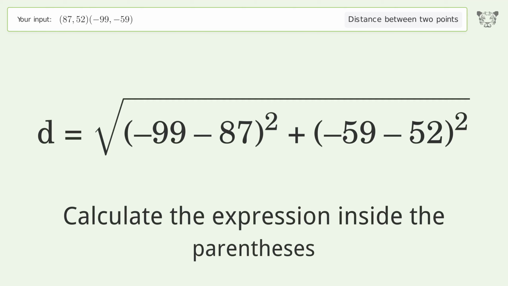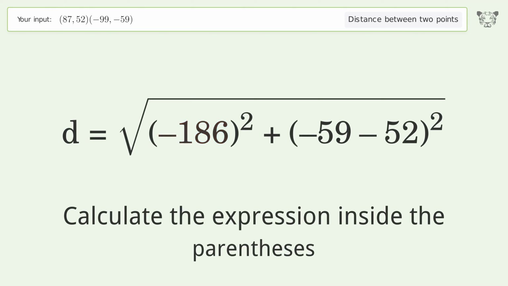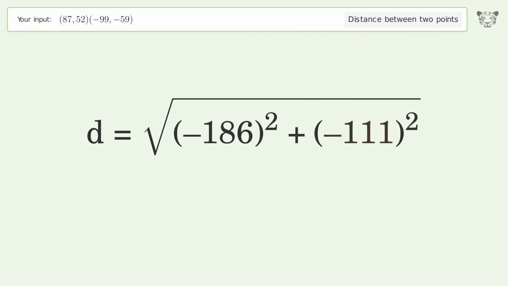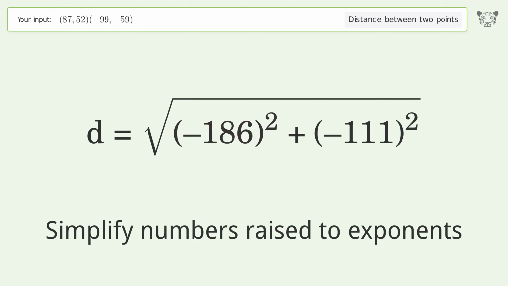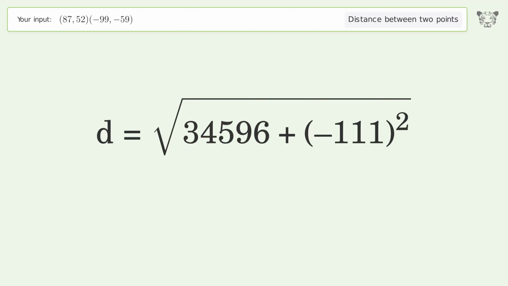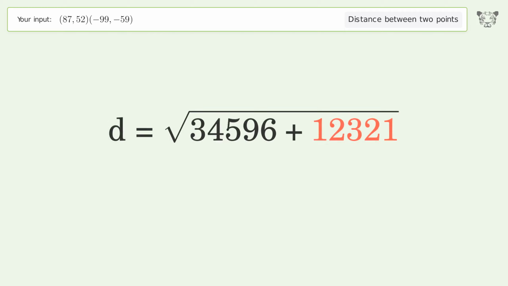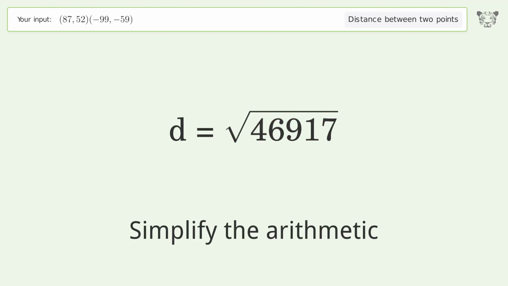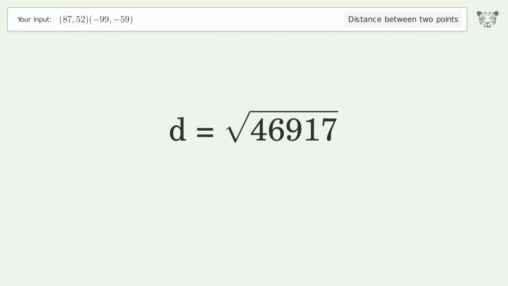Calculate the expression inside the parentheses. Simplify numbers raised to exponents. Simplify the arithmetic. And so the distance between the 2 points is the square root of 46,917, or 216.603.